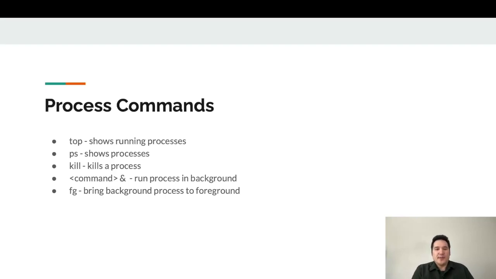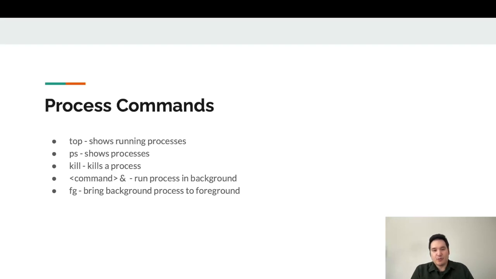You can also use the ps command. This will show by default with no flags the processes that are running under your username. But you can pass it some flags that will show everything on the system. This will also show you what your process ID or PID is, which will be useful for the next command, which is the kill command.